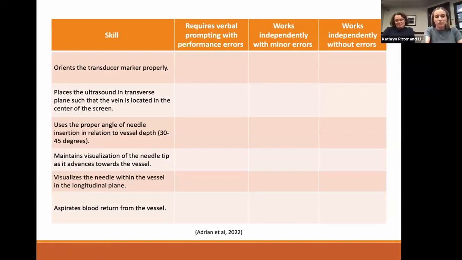So this is a direct observation sheet for doing ultrasound guided vascular access. As the instructor, it's really helpful for you because all of the steps that they need to perform are clearly marked out. And then at the top of the form, there are different levels where you can mark your learner. Did they require verbal prompting? Were they able to do it almost independently with just some minor errors? Or is it something that they were able to do totally independently?